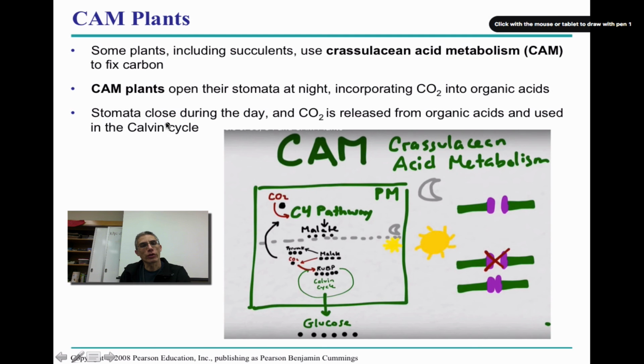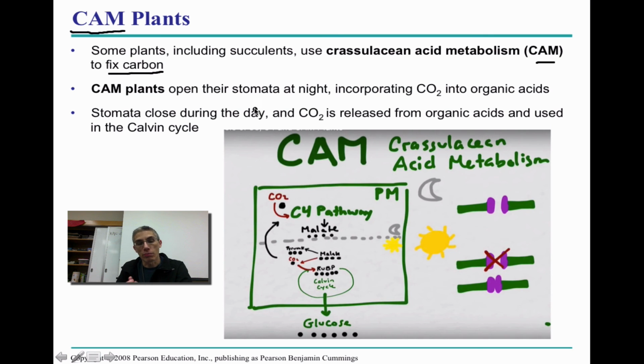Now, the very last category that we're going to look at is another alternative to the C3 plants. There are some plants that are categorized as CAM plants, and what they do is they actually use something called crassulacean acid metabolism, and that's what CAM stands for. And they're using that to, again, fix carbon. CAM plants are simply going to open their stomata only at night. So once daylight hits, they're going to make sure that those stomata are closed really tight. And the reason they do that is because, remember, they don't want to lose water.